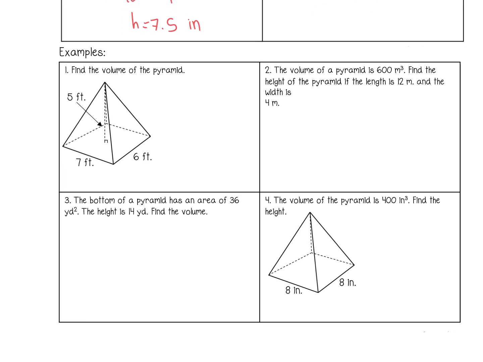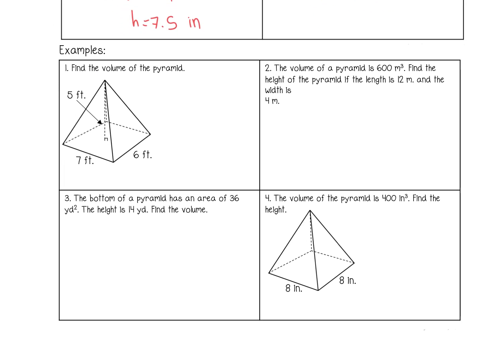All right, so let's do the examples for the rectangular or square pyramids. This formula is a third length times width times height. Remember the height being perpendicular to the base. So we're going to get a volume equals 7 times 6 times 5, all of that times a third. So the volume is 70 feet cubed.